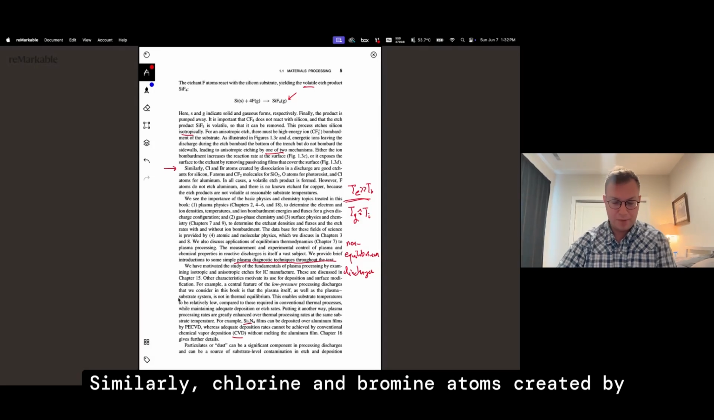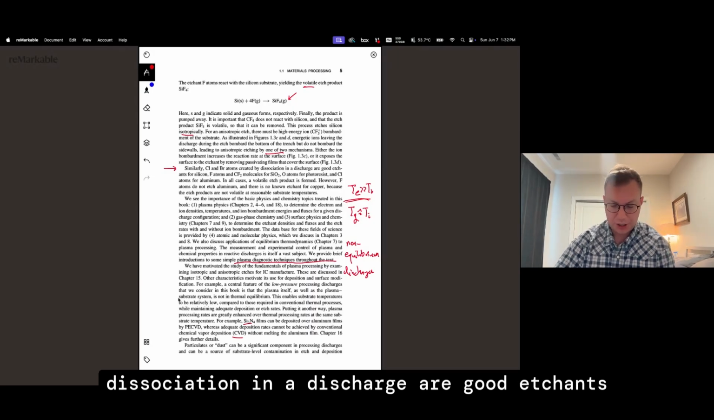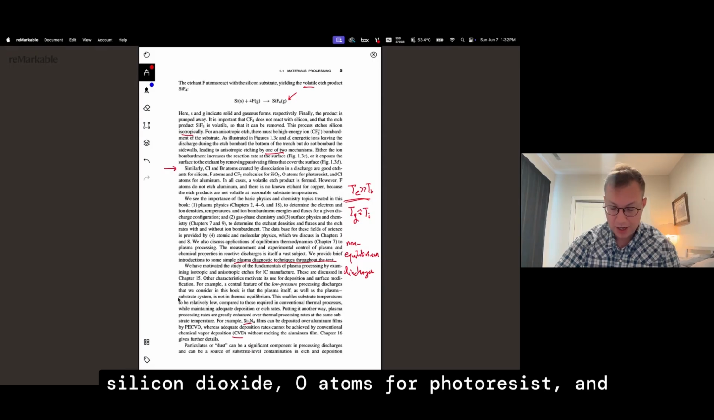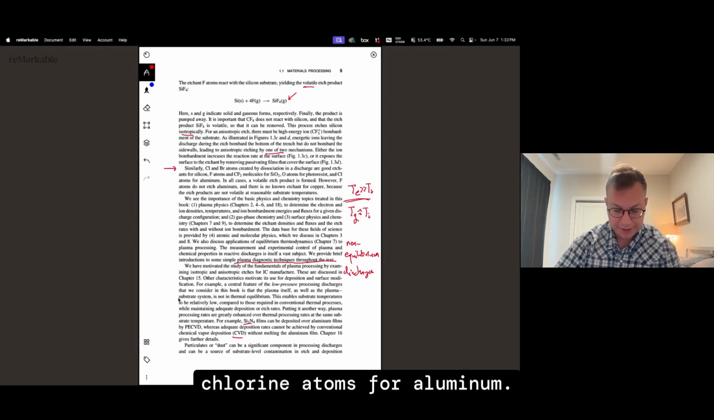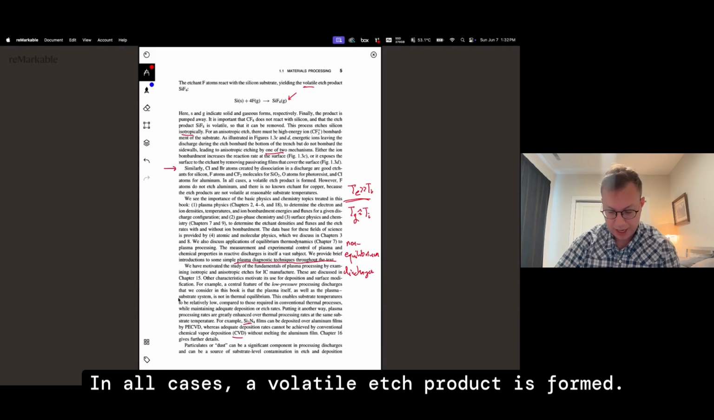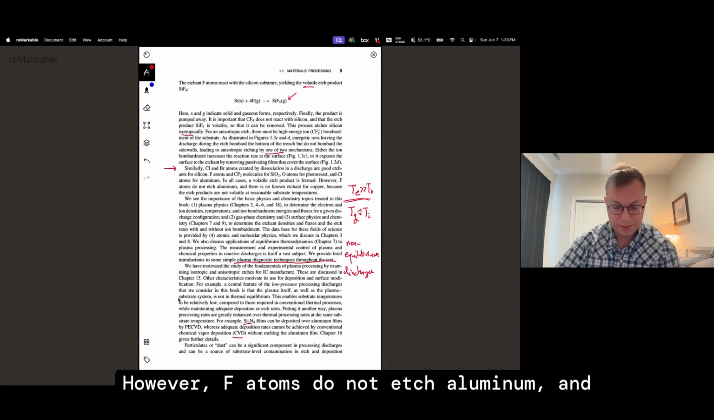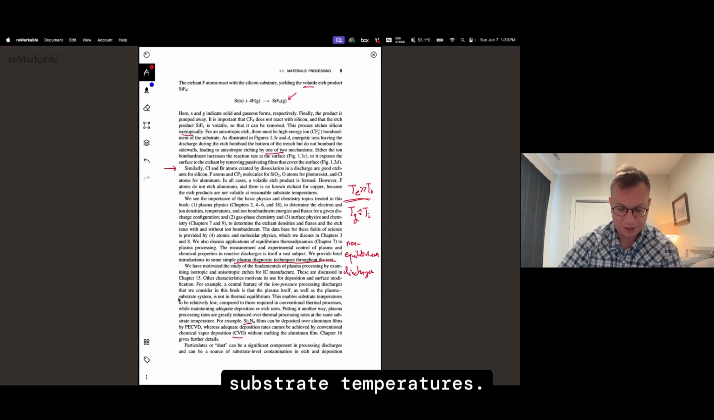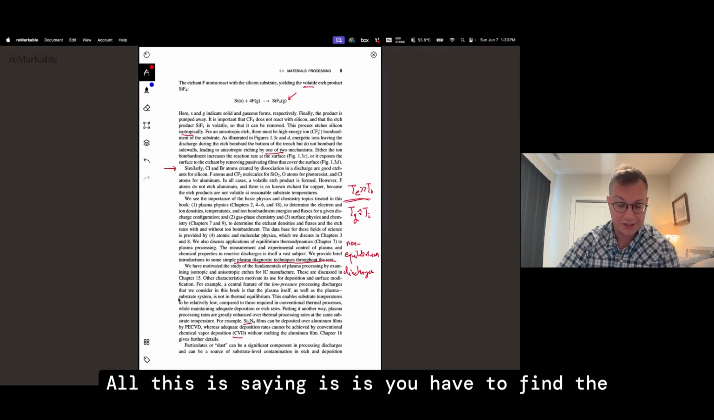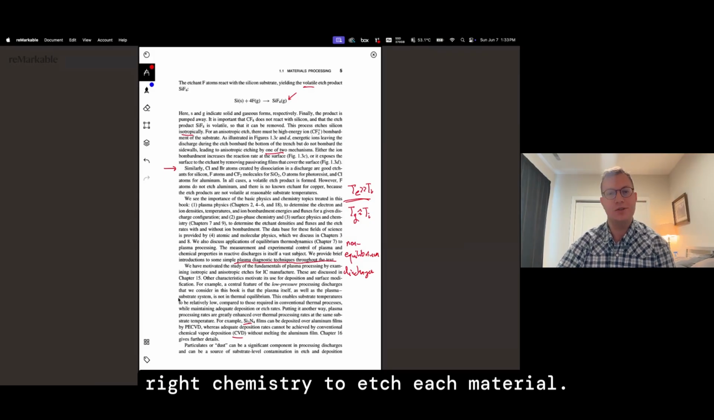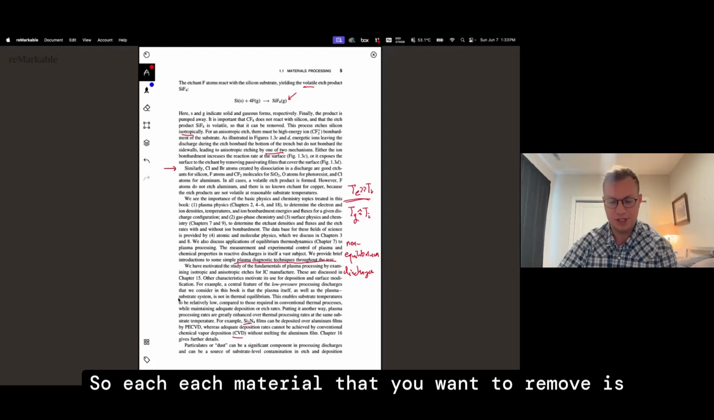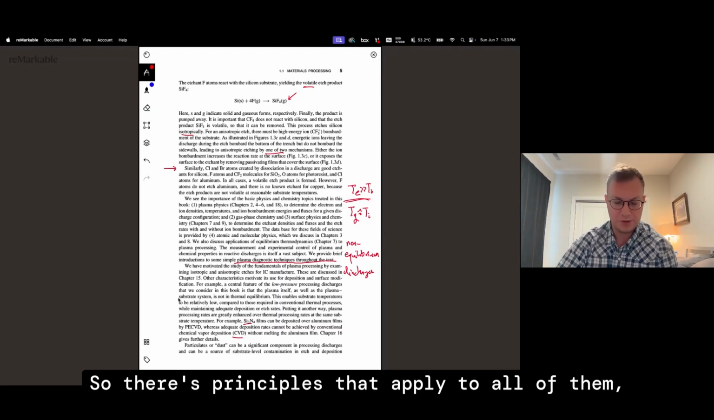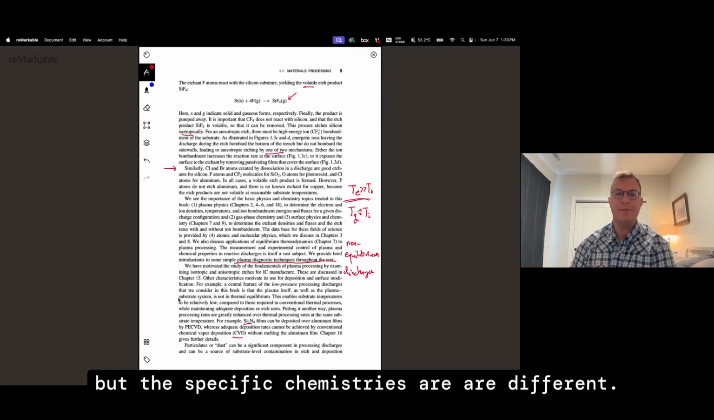Similarly, chlorine and bromine atoms created by dissociation in a discharge are good etchants for silicon, F atoms and CF2 molecules for silicon dioxide, O atoms for photoresist, and chlorine atoms for aluminum. In all cases, a volatile etch product is formed. However, F atoms do not etch aluminum, and there's no known etchant for copper, because the etch products are not volatile at reasonable substrate temperatures. So all this is saying is you have to find the right chemistry to etch each material. Each material that you want to remove is its own problem. There are principles that apply to all of them, but the specific chemistries are different.